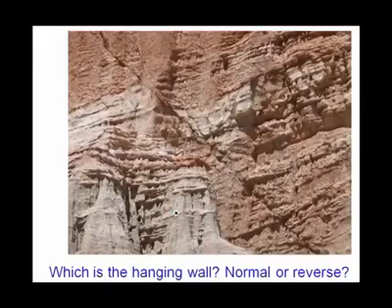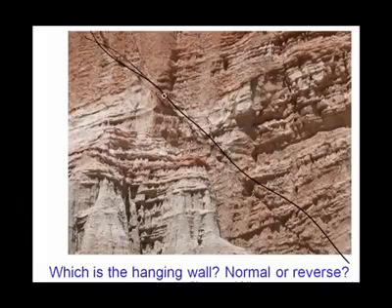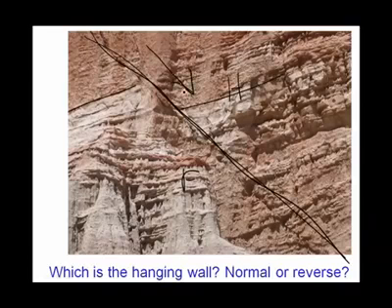We're looking now at Red Rock Canyon. There's the fault right there, and this would be the hanging wall. This is the footwall. You have to take a look at something that might have been displaced, and there you go. This layer on the right came down. Since the hanging wall came down, that means that it is a normal fault. That means that Red Rock Canyon is under tension.